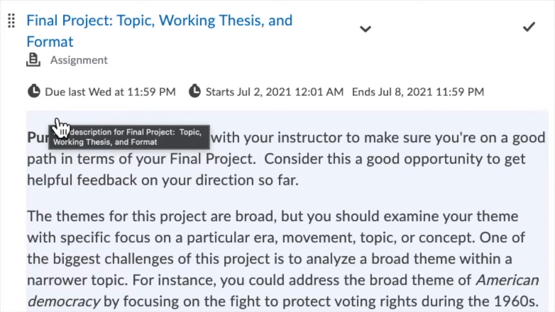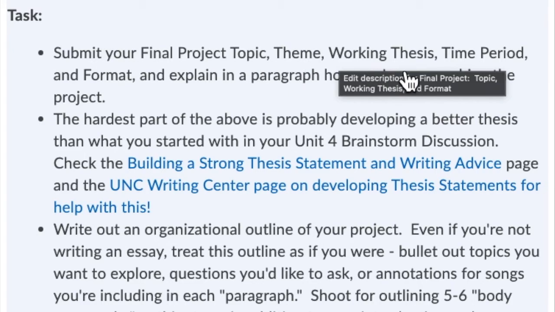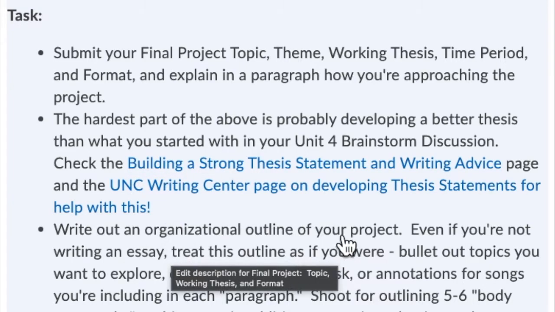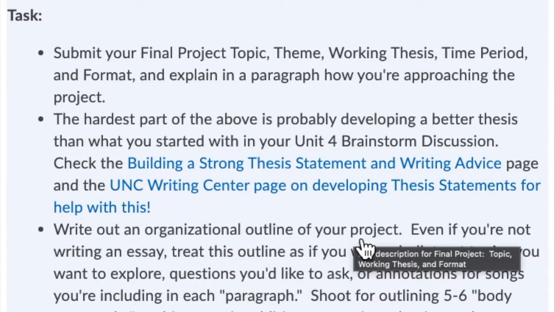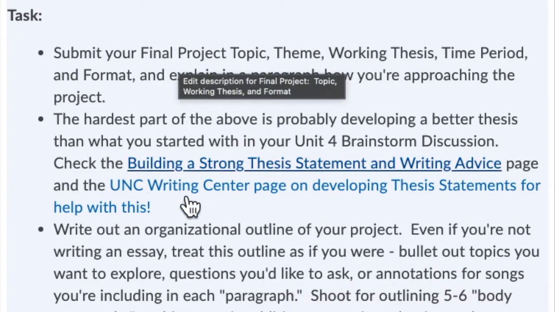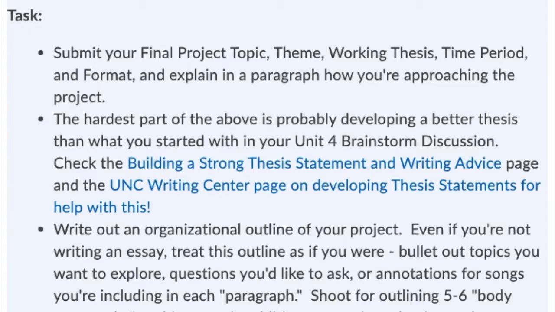Now, it was excellent that students submitted a list of their various component parts: the final project topic, theme, working thesis, time period, and format, and then provided an outline, an organizational outline of the project. And whether the items I've just mentioned, the outline and the five items, were perfect or not, and even if they were far off the mark, it was excellent that you submitted that, because I provided detailed comments on what you have to do to straighten that out.